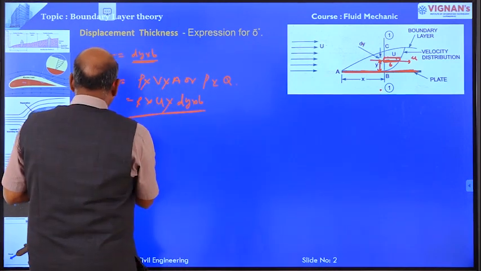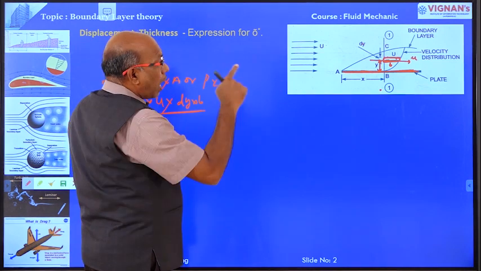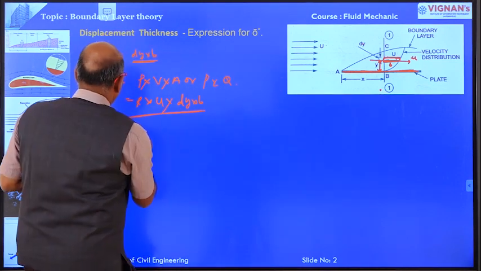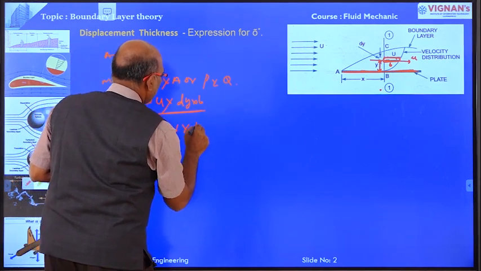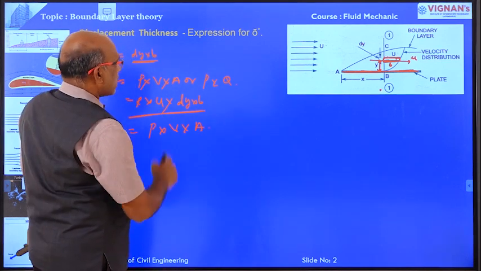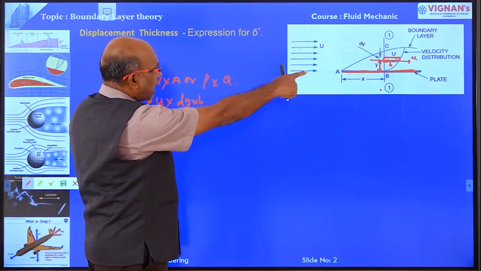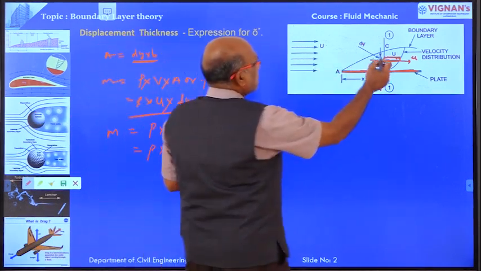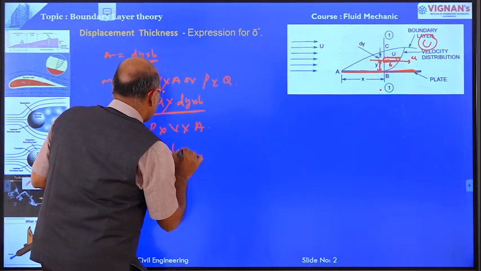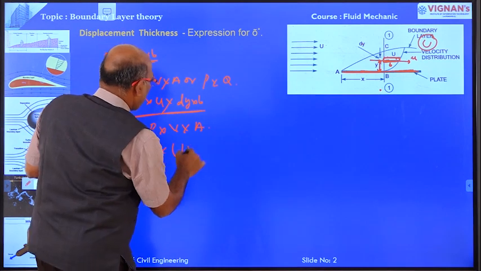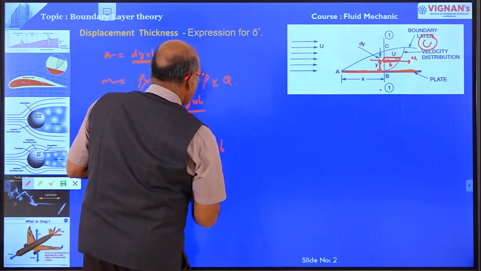Therefore, the mass of fluid per second through the strip in the absence of the boundary is equal to, this is also the same formula, mass density into velocity into area. What is the mass density? Mass density is denoted by rho. What is the velocity through the strip? Velocity through the strip is equal to the free stream velocity, denoted by capital U, right, into the area, strip area equal to dy, the depth, into b, the width.